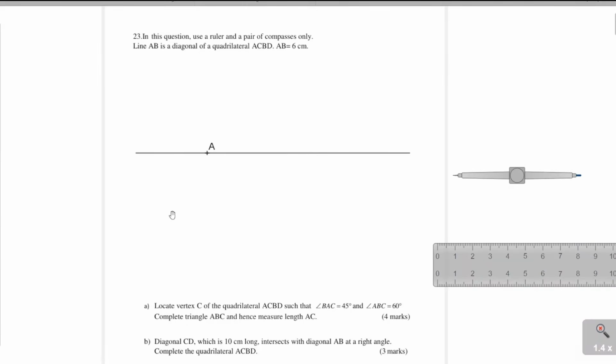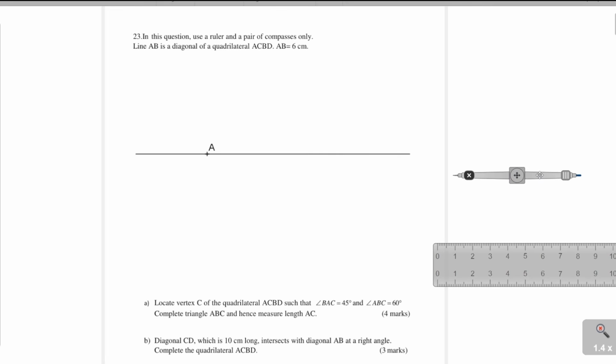Question 23. In this question, use a ruler and a pair of compasses only. Line AB is a diagonal of a quadrilateral ACBD. AB is equal to 6 centimeters. So the line is there. Let us first make sure that AB is 6. So the run is not complete. So take a measurement of 6 centimeters.